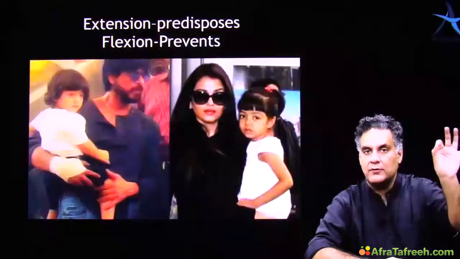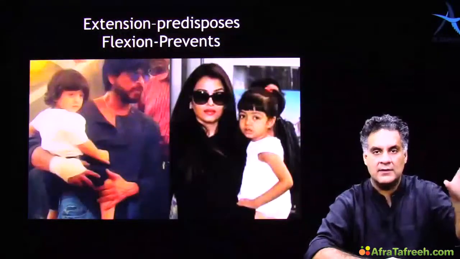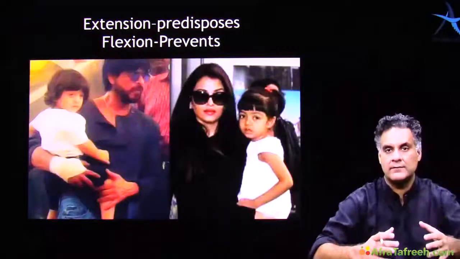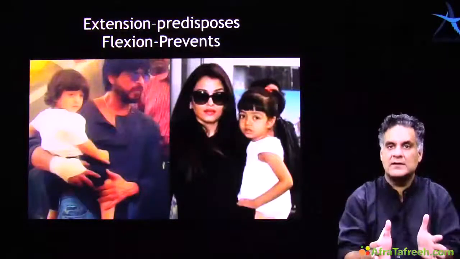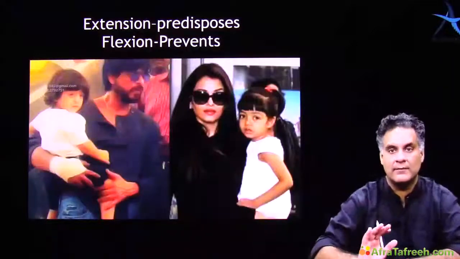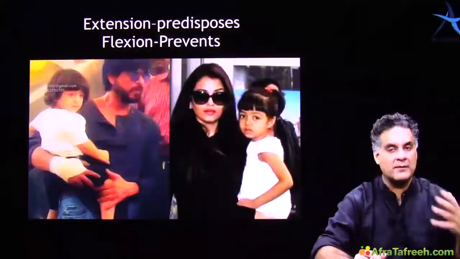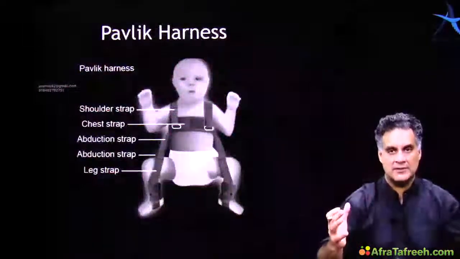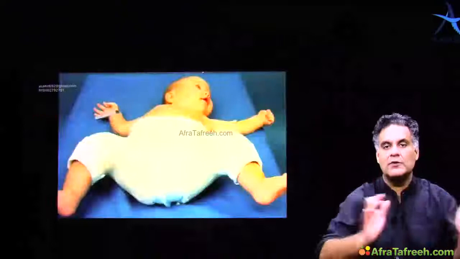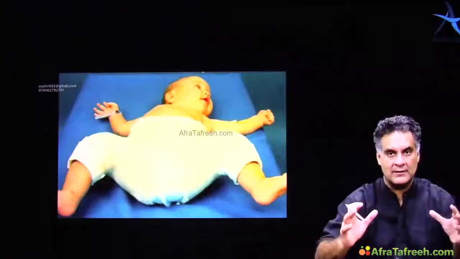If you look at the Indian scenario, DDH is very less because abduction at the hip prevents it. Whereas if you keep it adducted, as in Western countries, it is more common. That's why DDH is not seen as much in India. And that's why the principle of treatment of DDH is to maintain abduction: Pavlik harness, or a Bacillus cast, or a von Rosen splint. Whatever you wish to do, the treatment is abducted.